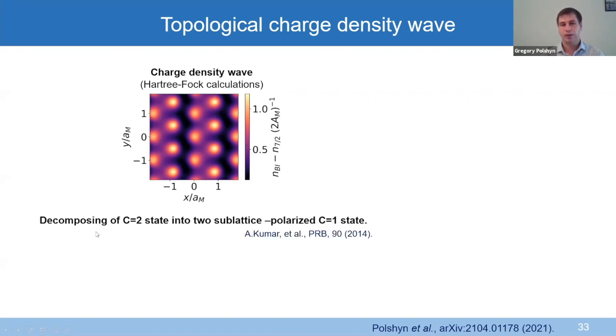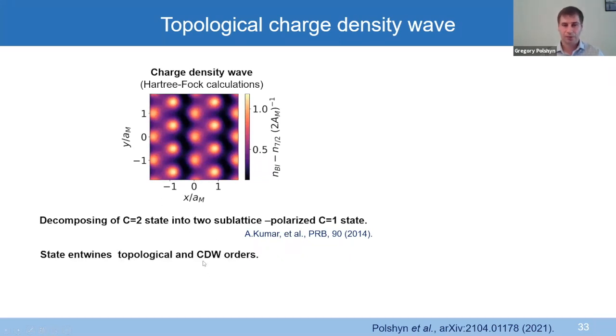Well, it was pointed out by Kumar in this paper that if one has a Chern 2 band, it could be decomposed into two Chern 1 states, which live on two sublattices. And then one can treat this system essentially as a multi-component quantum Hall effect with Chern number 2, in which the role of components is played by these sublattices. So in this case, we believe that strong electronic correlations polarize our system into one of these sublattice polarized states.